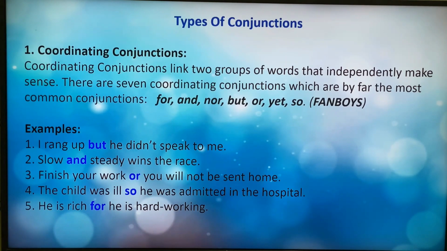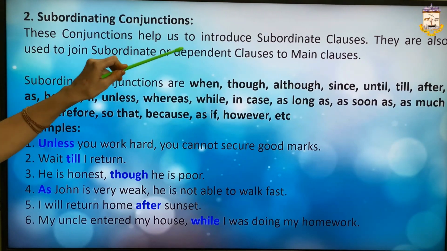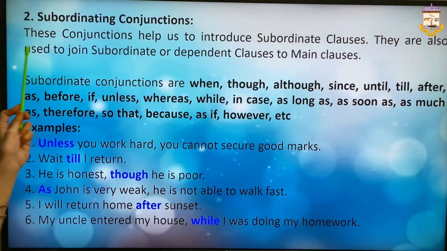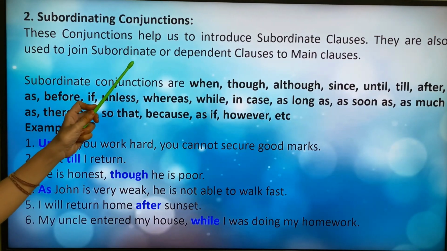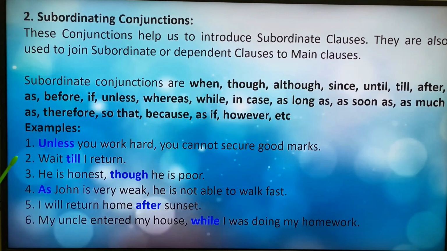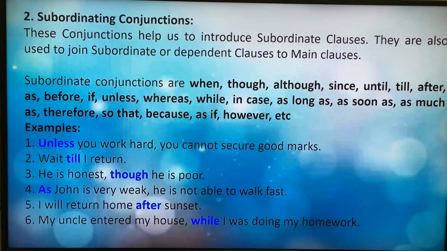We next move on to subordinating conjunctions. What are subordinating conjunctions, children? These conjunctions help us to introduce subordinate clauses. They are also used to join subordinate or dependent clauses to main clauses. In complex sentences, you all know that it has a main clause and one or more subordinate clauses.